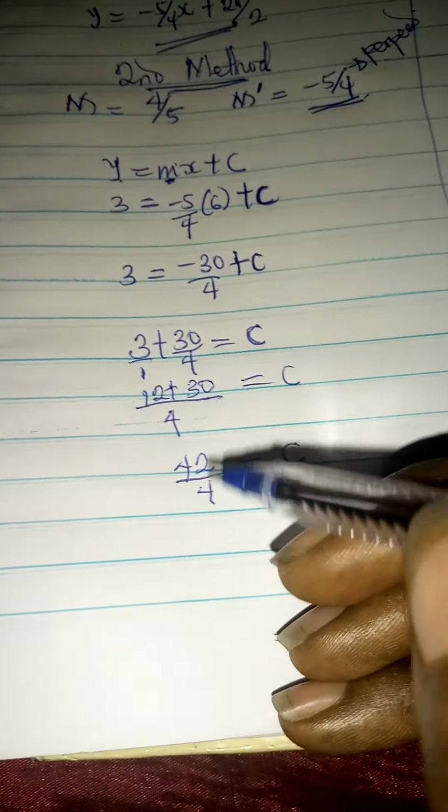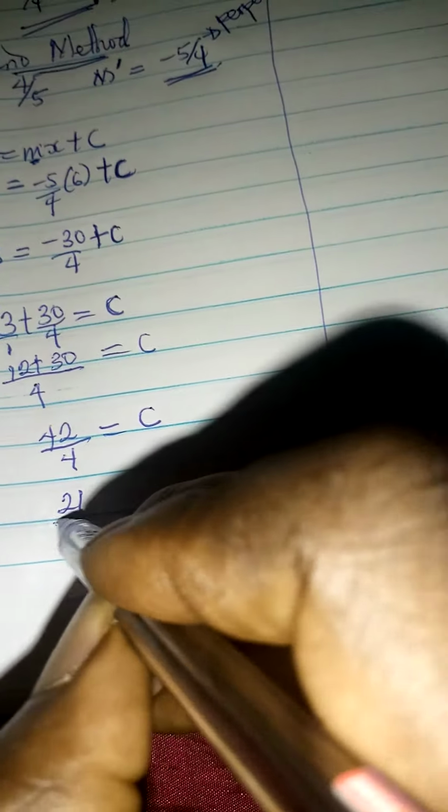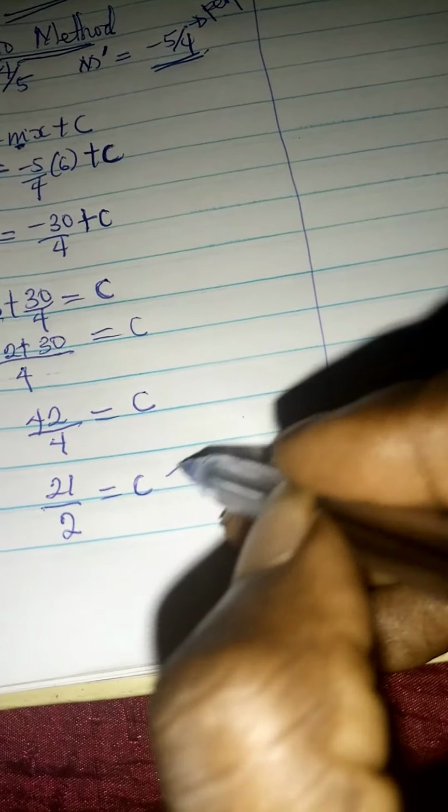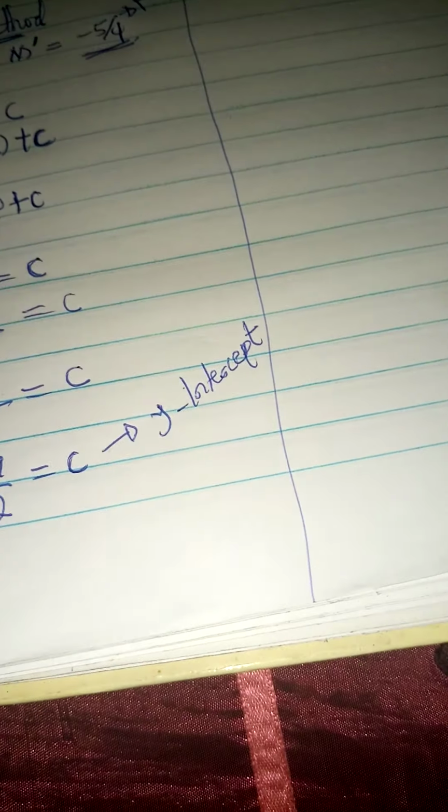So we can reduce this number with the highest common factor, which is 2. So 2 in 42 is 21 over 2 in 4 is 2 equals to c. So we are able to get our y-intercept. When we are done, we just replace both the slope and the y-intercept into the equation of a straight line, which is y equals to mx plus c, to get the required equation.